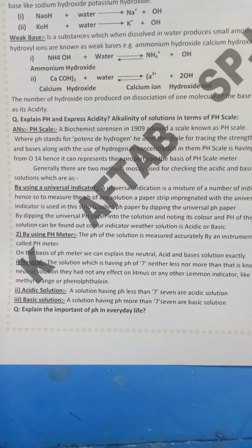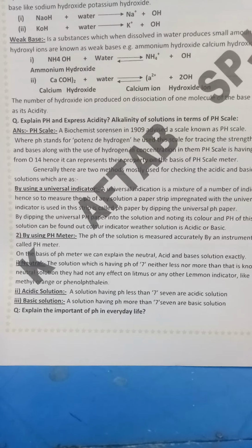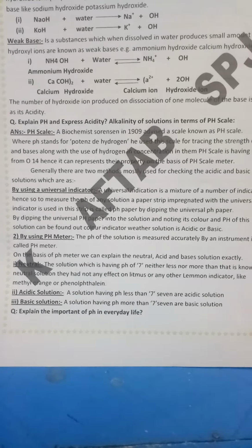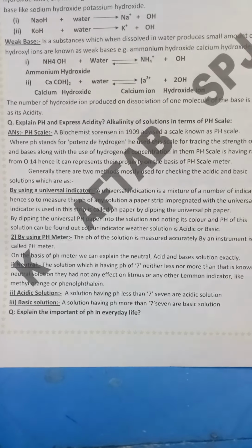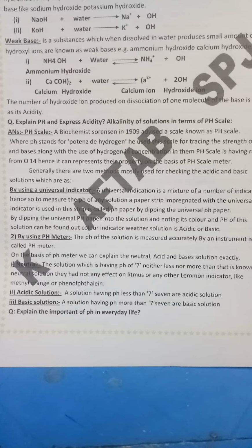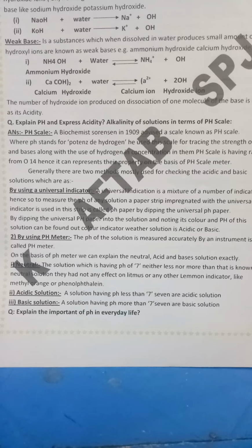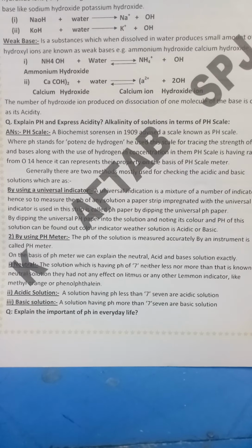The pH scale was first discovered by Sorensen in 1909. This scale is used to check whether substances are acidic, basic, or neutral in nature. On the pH scale, we normally check the potential of hydrogen ions in a solution. This scale ranges from 0 to 14.